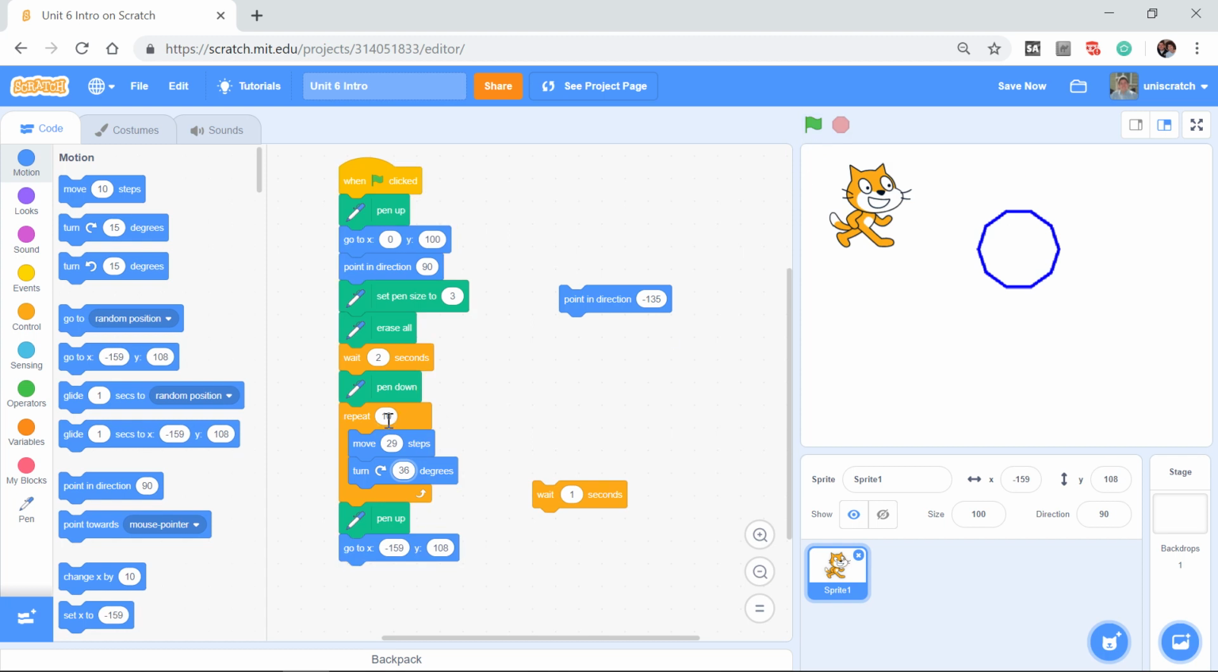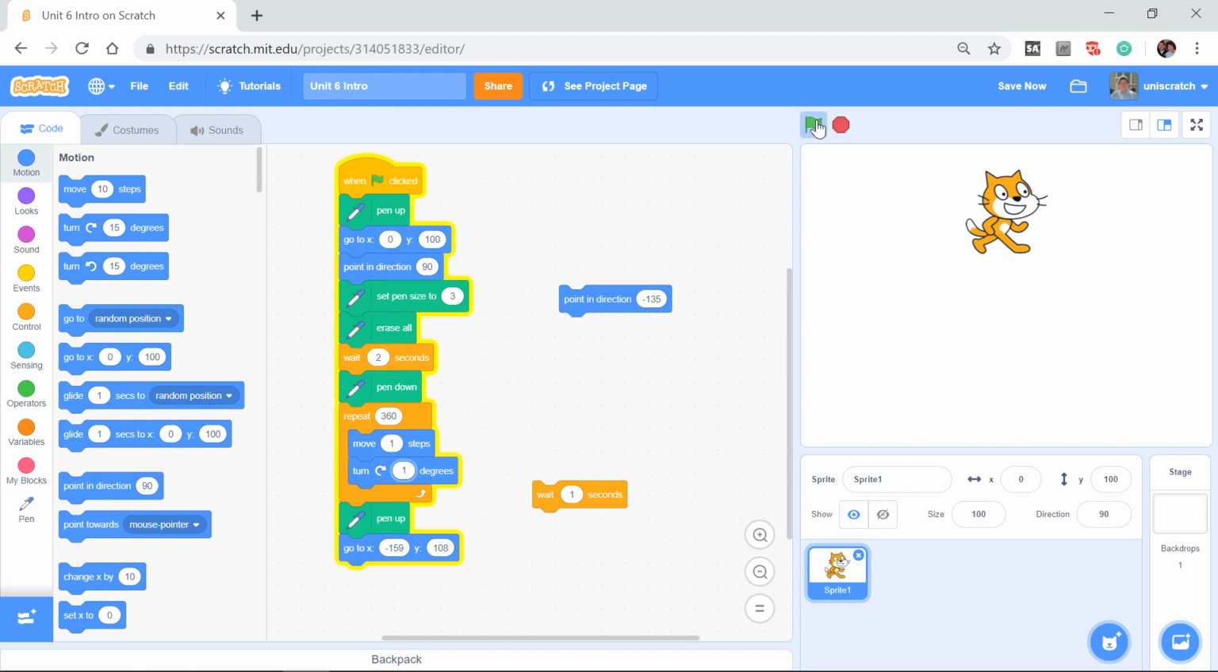And what you notice pretty quickly is if I wanted to make a circle, the way to think about a circle is it's a 360-sided figure where each time I only turn 1 degree. 360, 1 degree means I'm going to make this circle. It's kind of slow, but I can make a nice circle out of this.